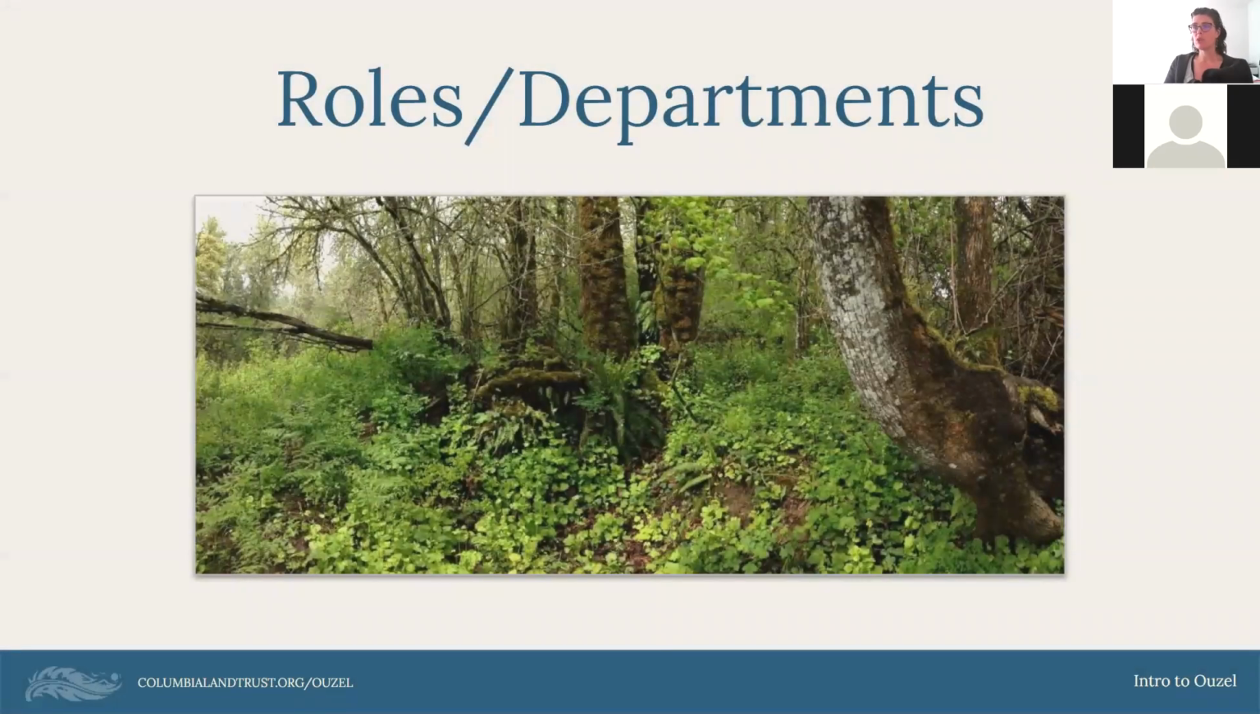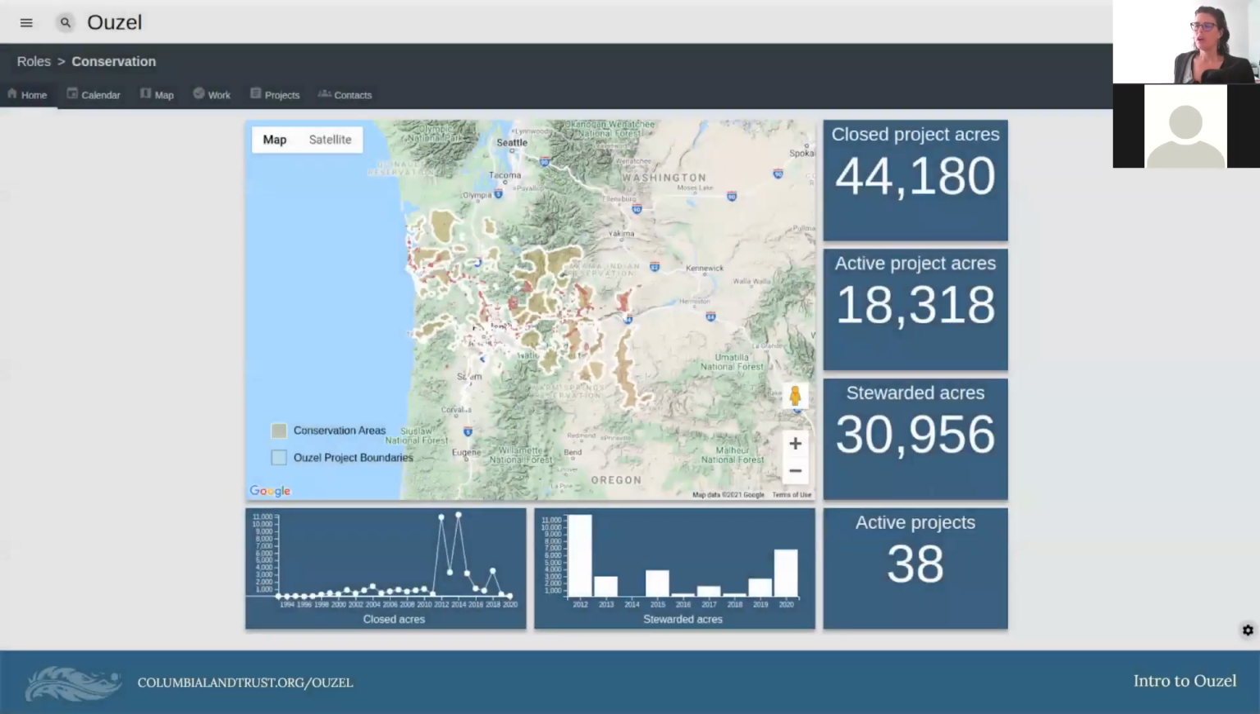Okay, let's drill into roles and departments a little bit. Ouzel is in part driven by roles, and everybody can define their own roles. Land trusts are approaching it differently. We have the three primary roles of conservation, land protection, and stewardship. And at Columbia Land Trust, conservation is sort of the overarching umbrella of land protection and stewardship.